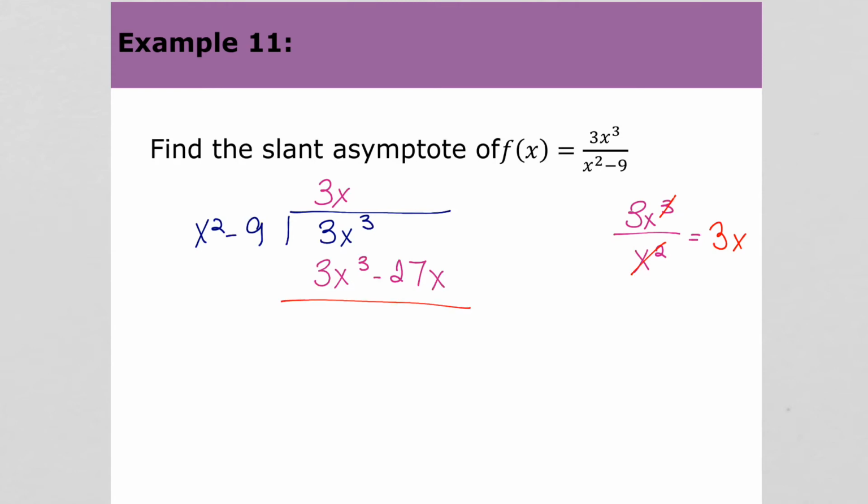Then we subtract. So we change the signs. So we just get a 0 there and end up with a 27x there. There's nothing else to bring down in here, so we don't have to worry about that. We're done. Your answer, we don't even care about the remainder. It's just what's on top. So the slant asymptote would be y equals 3x.